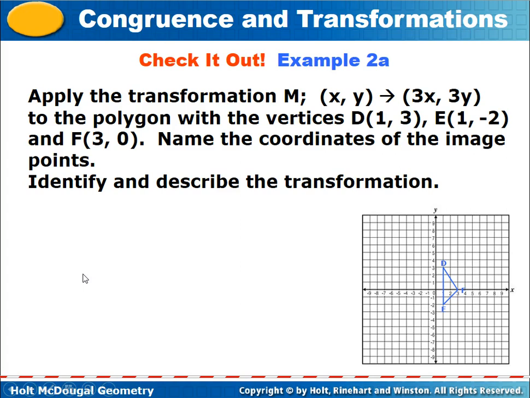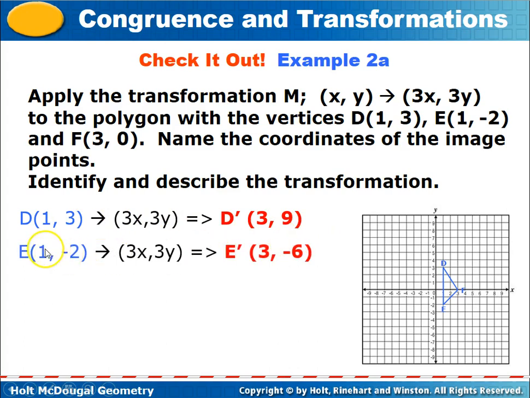Okay, so now what we're going to do is we're going to multiply 3 times 1, which is 3. 3 times 3, which is 9, so our new D prime is 3, 9. We're going to multiply 3 times 1, which is 3. 3 times -2, which is -6, that's our E prime. And 3 times 3, which is 9. 3 times 0, which is 0. Then we're going to plot those points DEF.